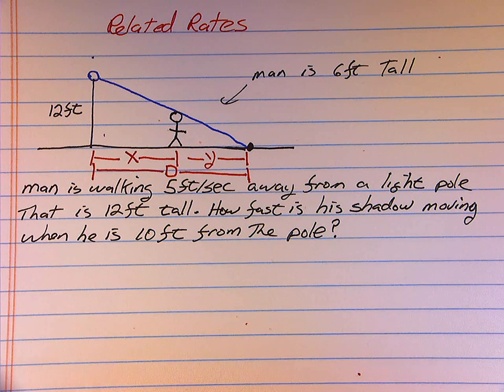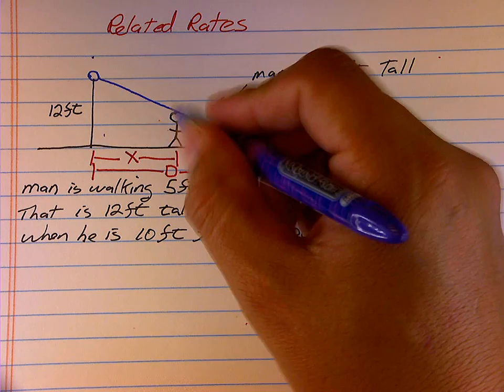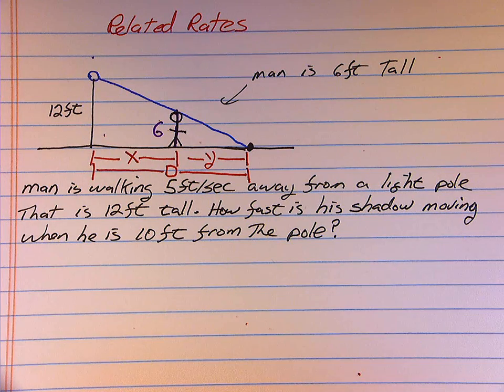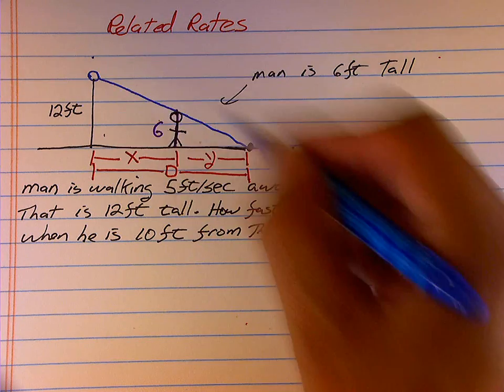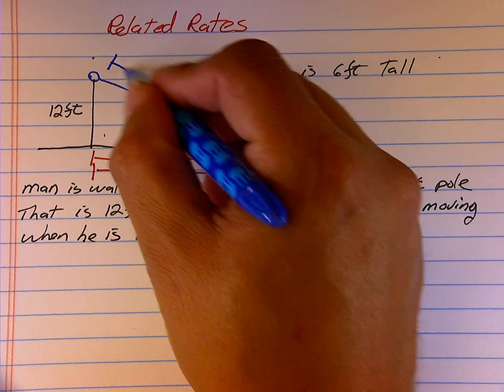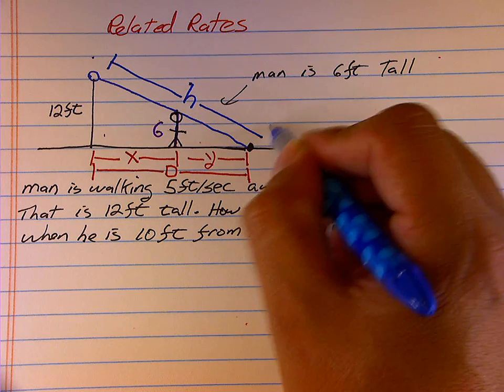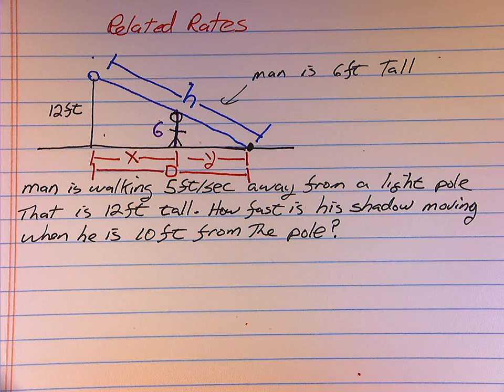Now, since the man's height is 6 feet, I'm going to go ahead and label that with a 6. It's a constant. It's never going to change in value. Now, I'm going to let the distance from the top of the light to the tip of the shadow be labeled as H, because that represents the hypotenuse of a right triangle. So I think those are most of the variables that we have.